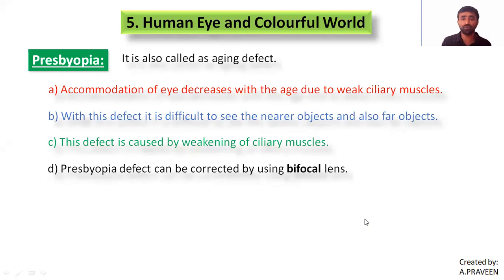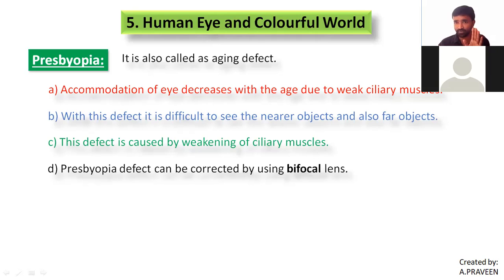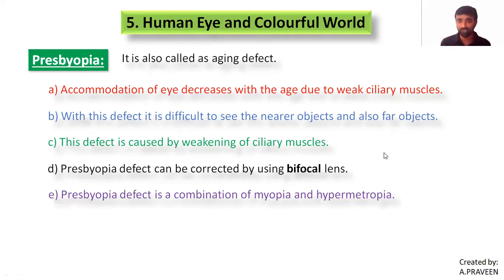So now we'll go for another. How are you correcting this defect, presbyopia? How are we correcting this? Bifocal. Using a bifocal lens, a combination of convex and concave lens. The lower portion helps us to see the nearer objects, and nearer objects will be shown by the convex lens. The upper portion is to see the far objects, and that will be by the concave lens. Right? Then we'll go for another.